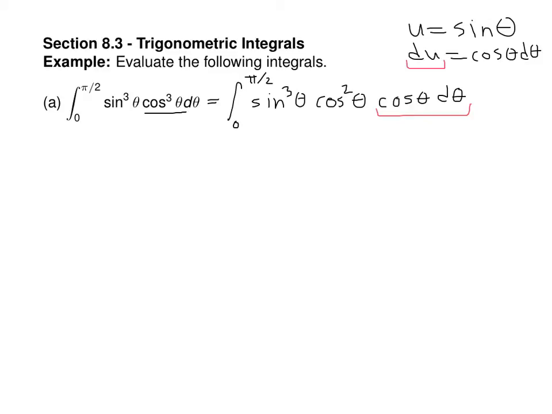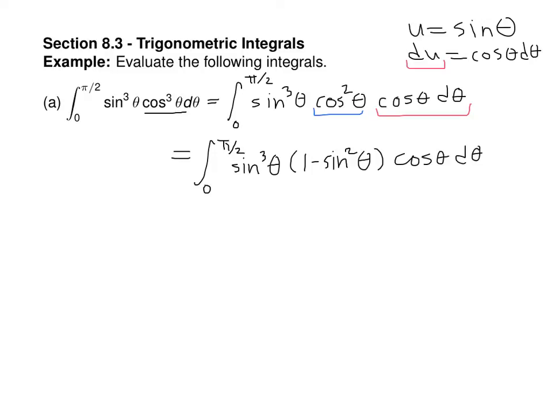Now these cosine squared thetas, you know that sine squared plus cosine squared is equal to 1. So cosine squared theta is 1 minus sine squared. So I have the integral from 0 to pi over 2 of sine cubed theta times (1 minus sine squared theta) times cosine of theta d theta. And when I make my u substitution, I get u to the third times (1 minus u squared) du.